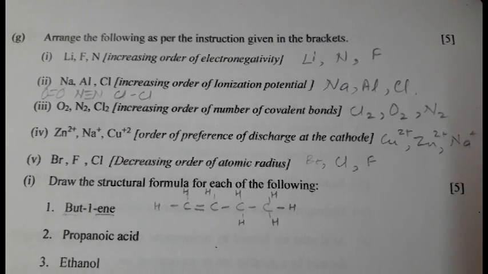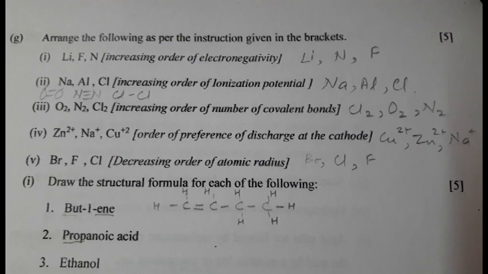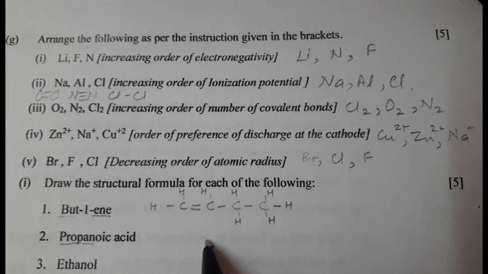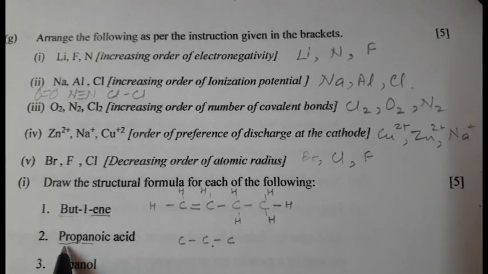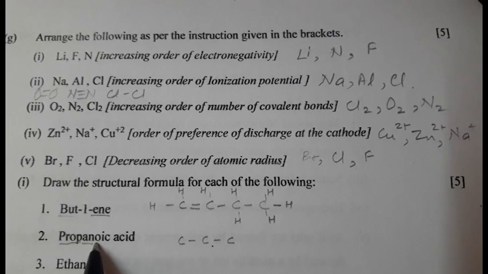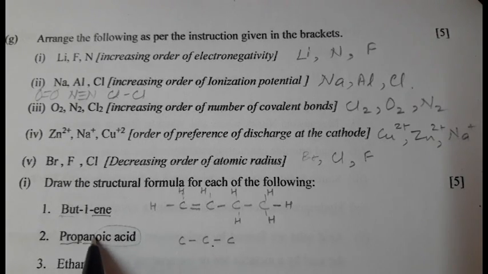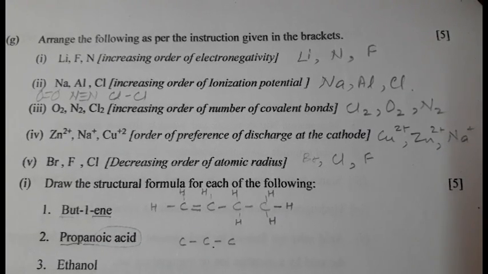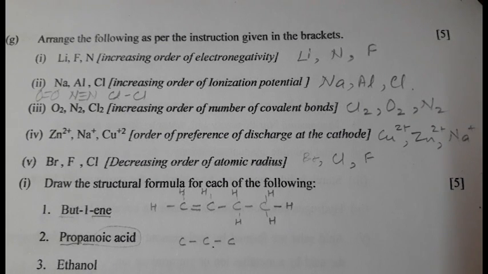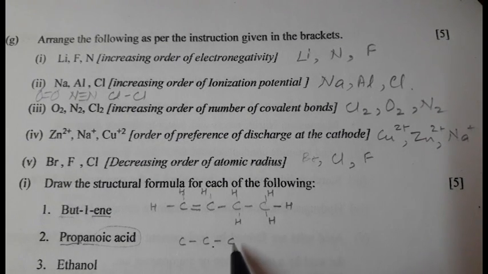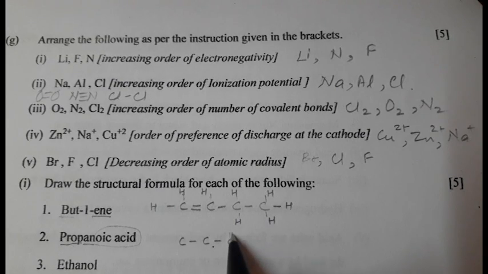Next one is propanoic acid. What does prop mean to you? Three carbons. An means what? Single bond. So keep this ready. C single bond C single bond C. And now we will have propanoic acid. This oic acid means the last carbon will be having dash COOH. So I'm going to show here double bond O and single bond OH.